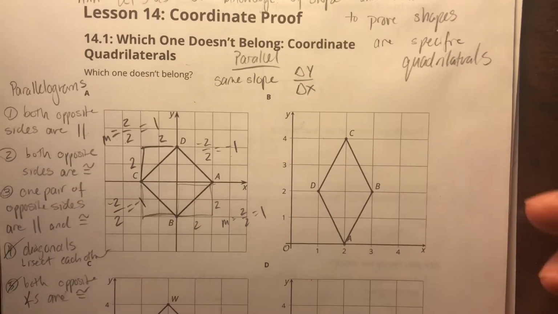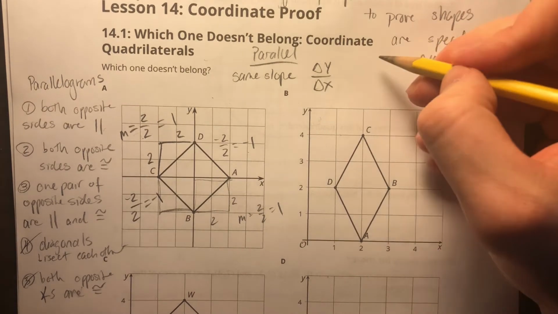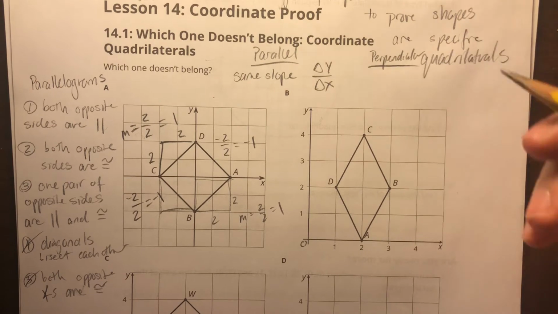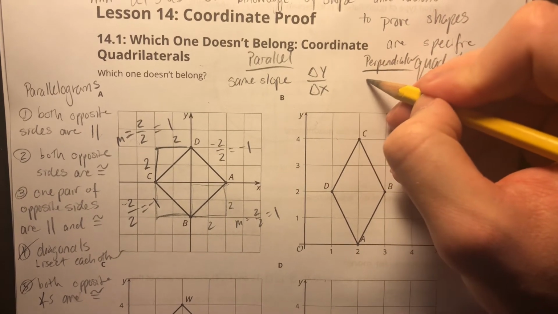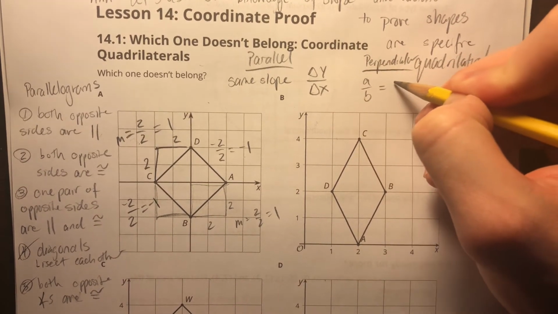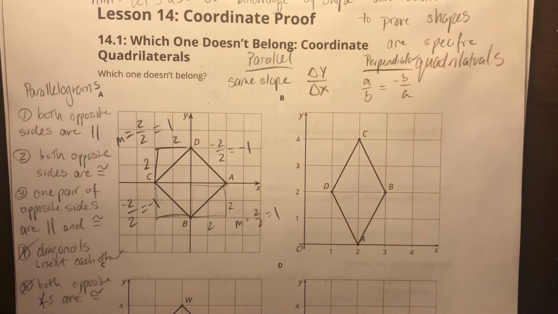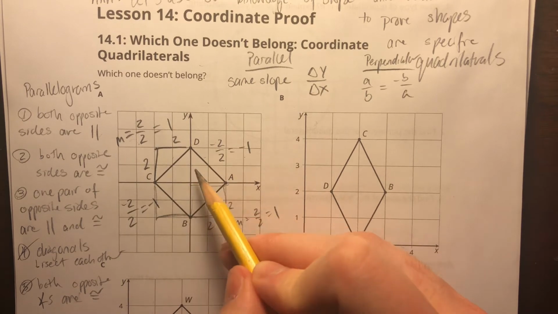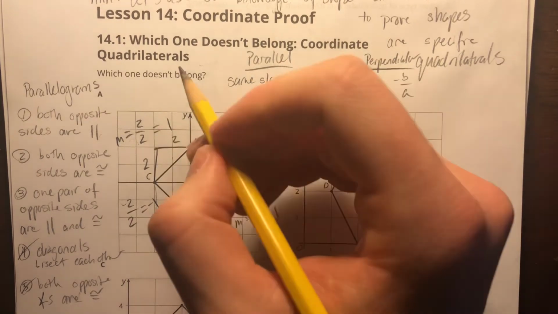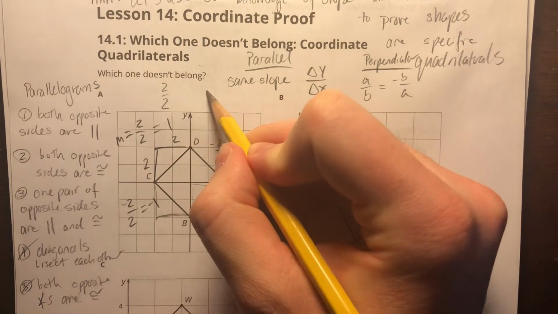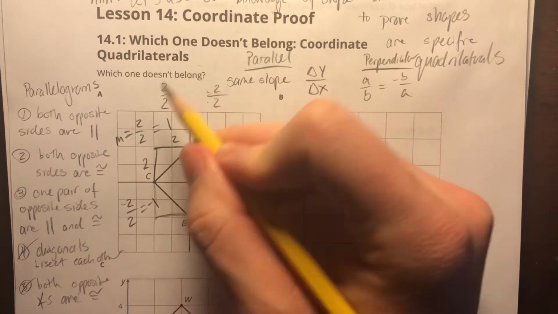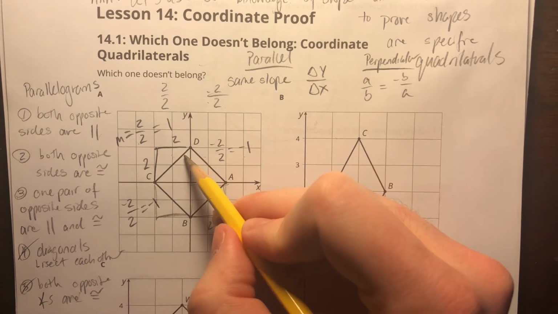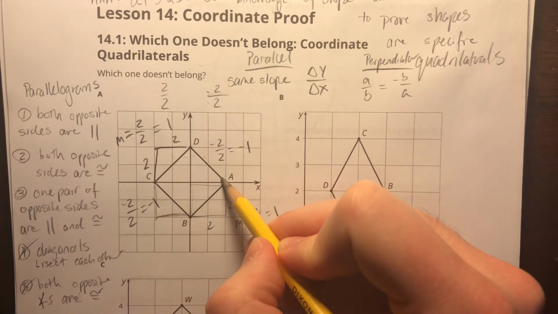When we're talking about things being perpendicular, we want one slope to be A over B, and the other to be negative B over A. And if we look at these slopes here, the adjacent sides, I've got 2 over 2 and negative 2 over 2, which are negated reciprocals. So not only do we know opposite sides are parallel, we also know that adjacent sides are perpendicular.